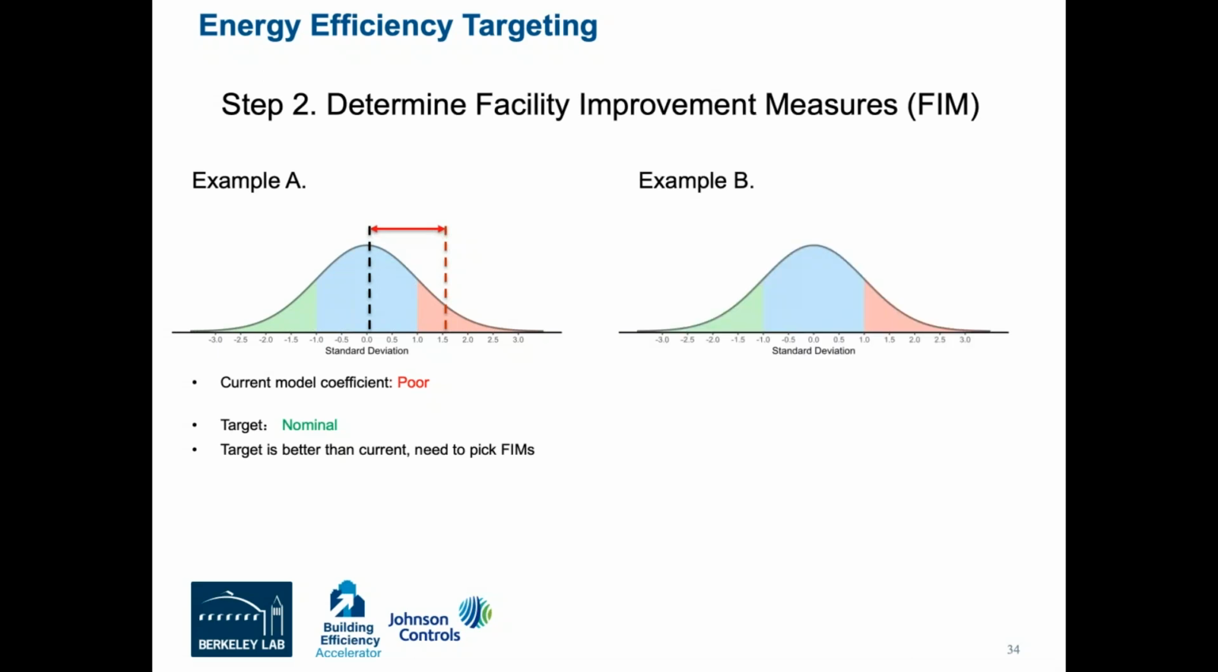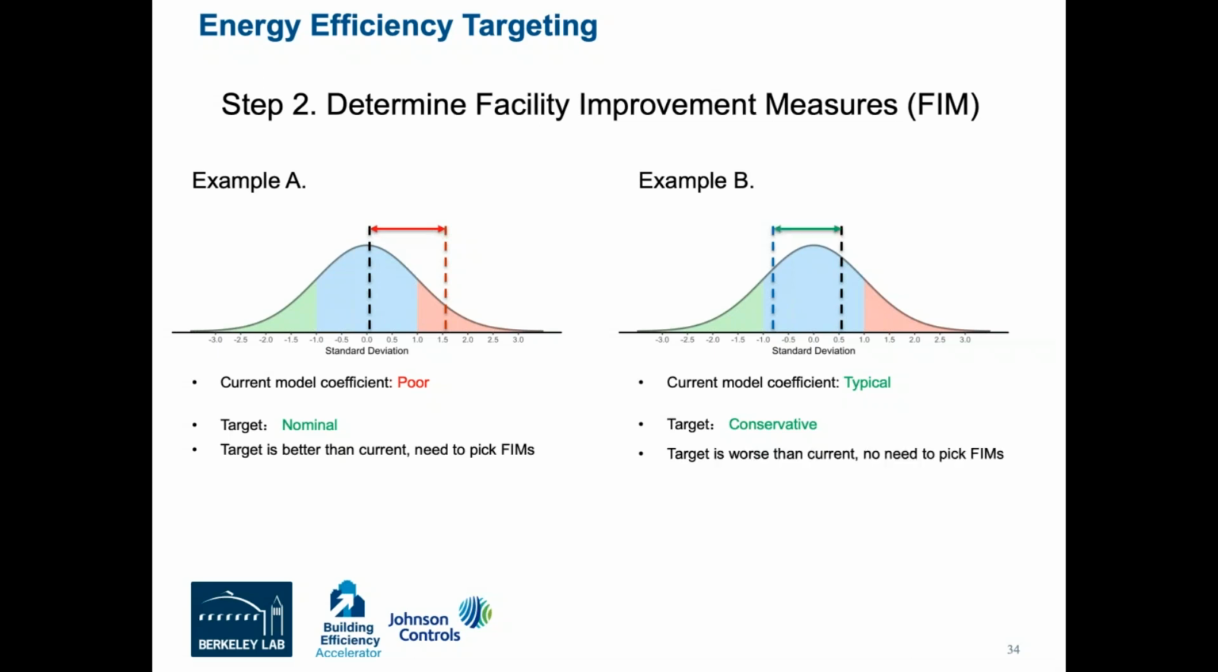In another example, let's say we've got an electric baseload level that's already pretty good. It's typical performance. A user has set a conservative energy efficiency improvement target. Because the target is worse than the current performance, Better is not going to select or recommend any facility improvement measures.